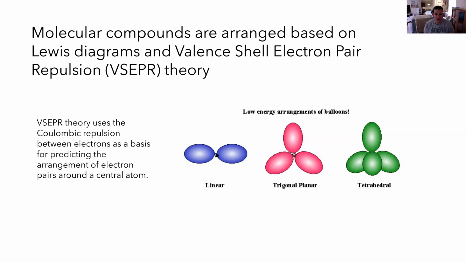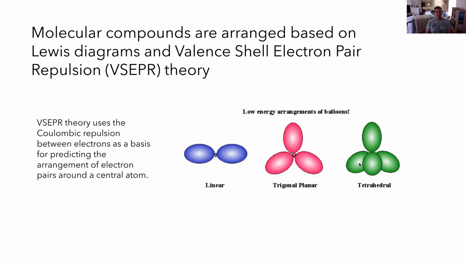So if we have two of those clouds or two of those orbitals, they're going to naturally find this linear shape so that they can be as far away from each other as possible. When we have three of the orbitals, they're going to form this trigonal planar shape, and that allows them to be as spaced out as possible. And four of them naturally form the tetrahedral shape.